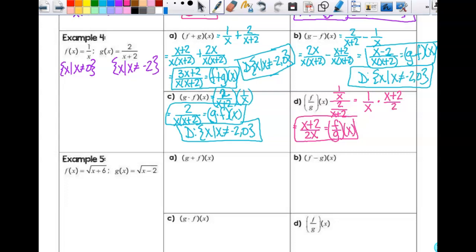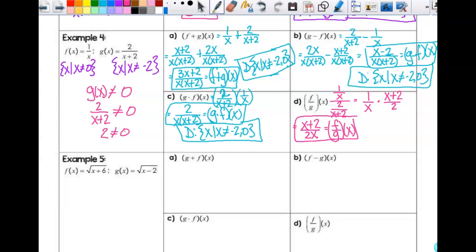Then I have to go and check for my domain. So that means g of x cannot equal 0. I can't just take this; this is not g of x. So g of x cannot equal 0. That means 2 over x plus 2 cannot equal 0. How would we solve this? Well, we multiply by the denominator. If I multiply both sides by x plus 2, I get that 2 cannot equal 0. Is that a true statement? Yeah, it's a totally true statement.